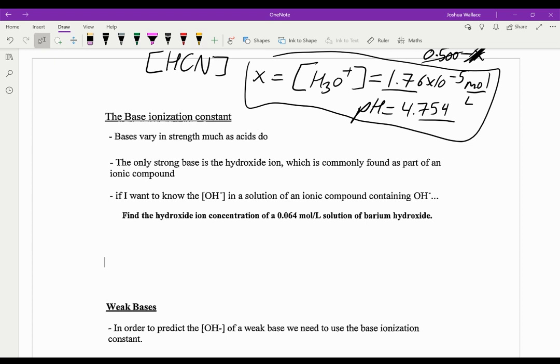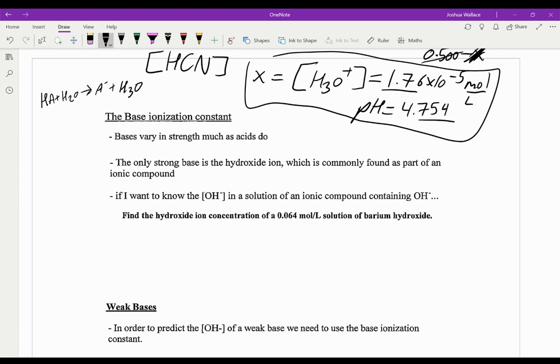Hey folks, here we're going to be looking at the base ionization constant. So we have the acid ionization constant, which, when we have an acid, it reacts with water to produce our conjugate base, which is A minus, and our hydronium ion.